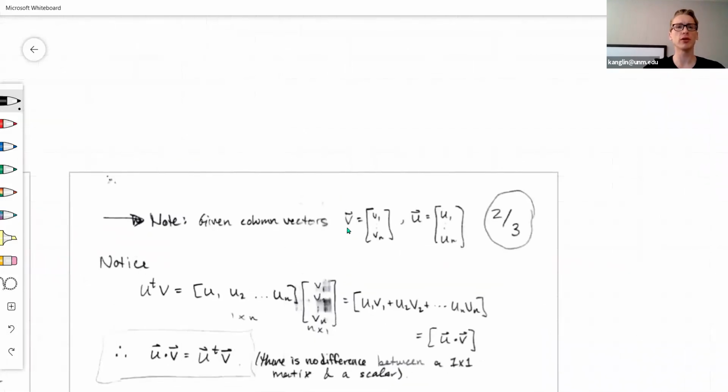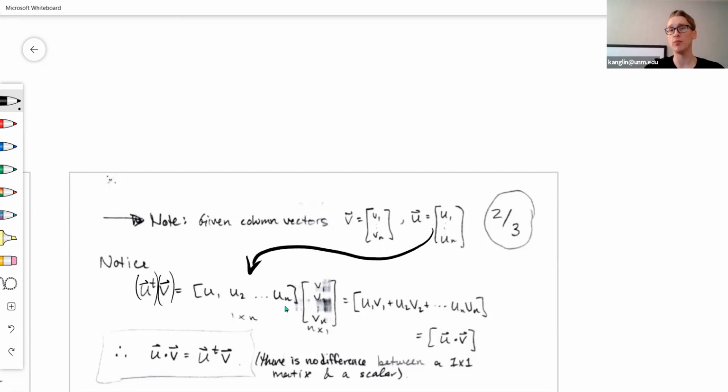I do want to mention some other use of transpose that tends to be pretty common, pretty useful. Notice that if we have column vectors V with components V1 through Vn and U with components U1 through Un, if we write U transpose V, what is that really? The U, it was a column, but now it turns into a row because we took the transpose. This is U transpose times V. And the V we'll just think of still as a column matrix here.